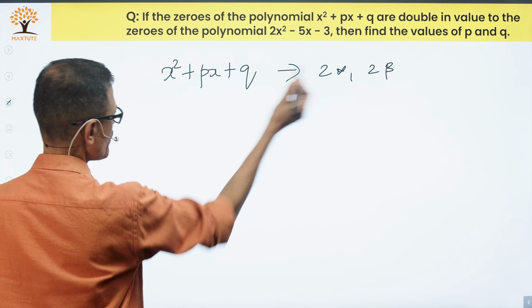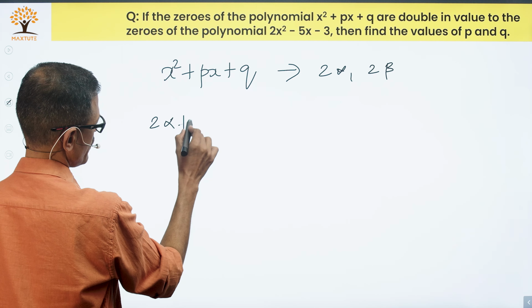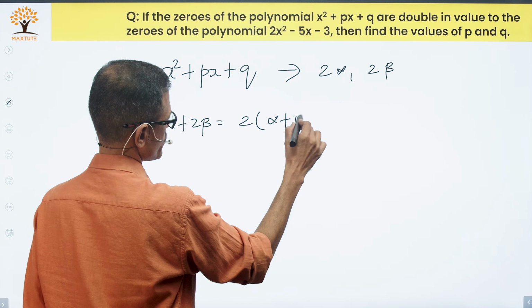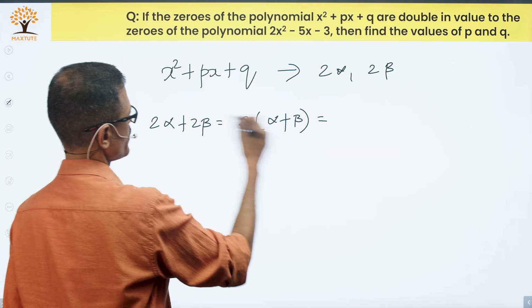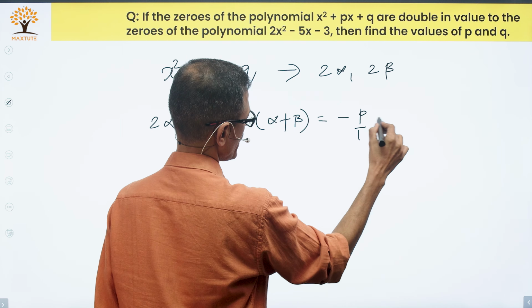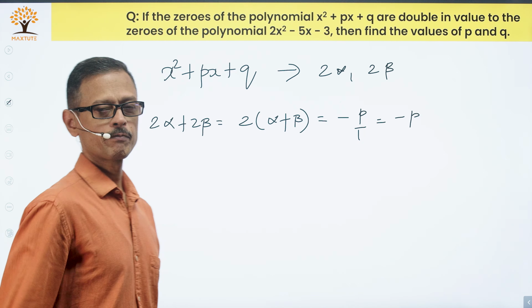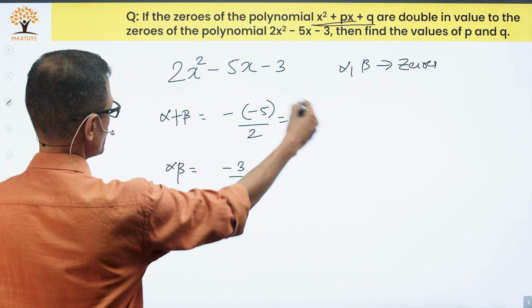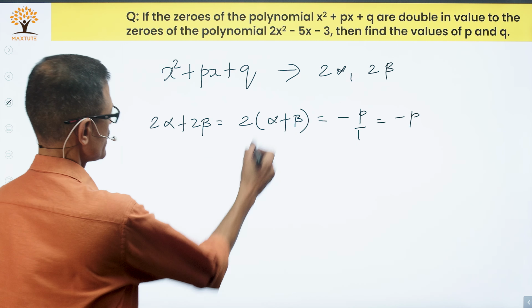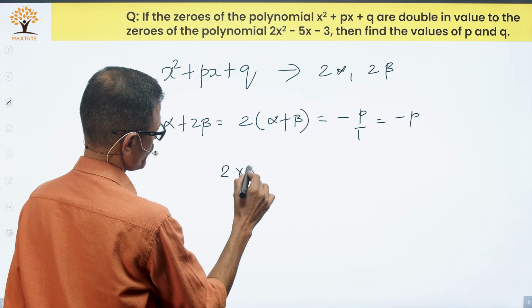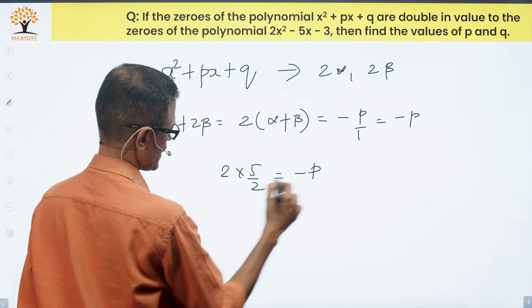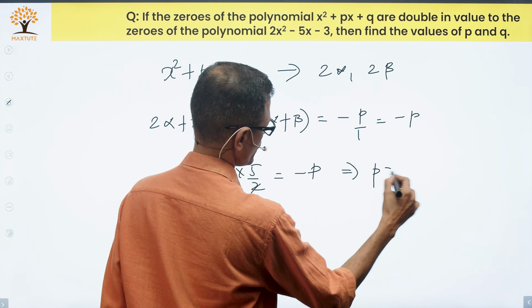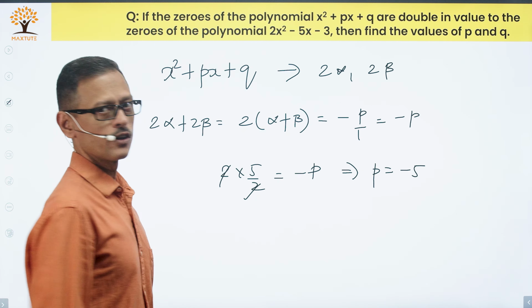So the sum of the zeros in this case, which is 2 alpha plus 2 beta, is equal to 2 times alpha plus beta, which according to the coefficient is equal to minus p by 1, which is equal to minus p. Do we know the value of alpha plus beta? Yes, alpha plus beta is equal to 5 by 2. So let's substitute that here. 2 times 5 by 2 is equal to minus p. Minus p is equal to 5, or p is equal to minus 5. So we found the value of p.